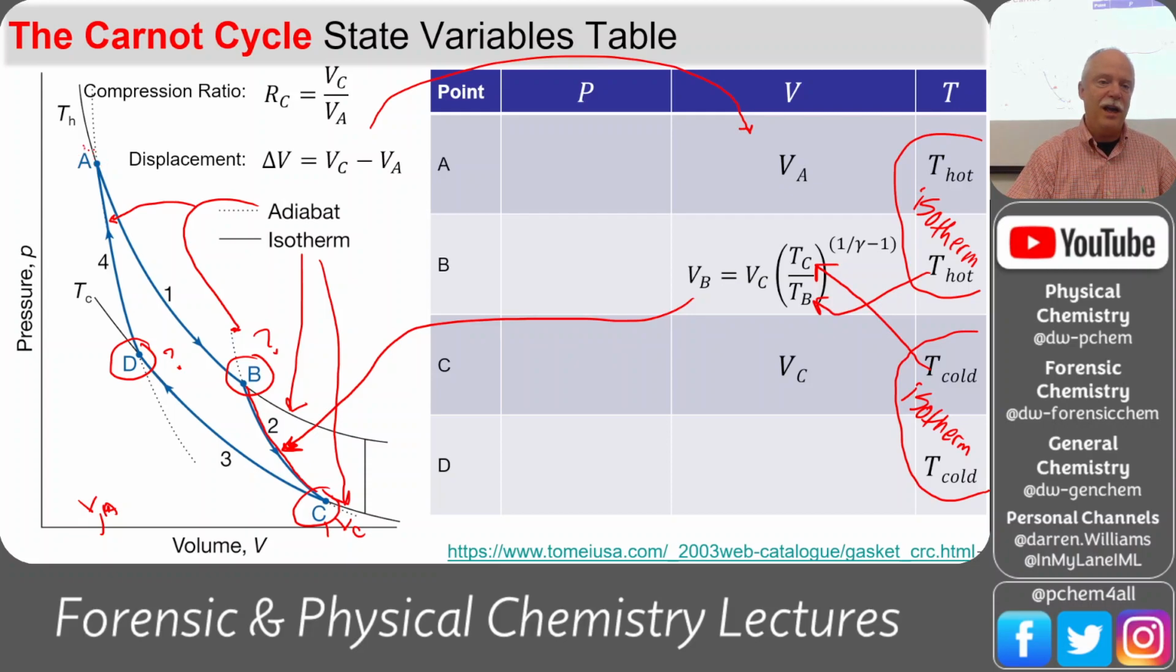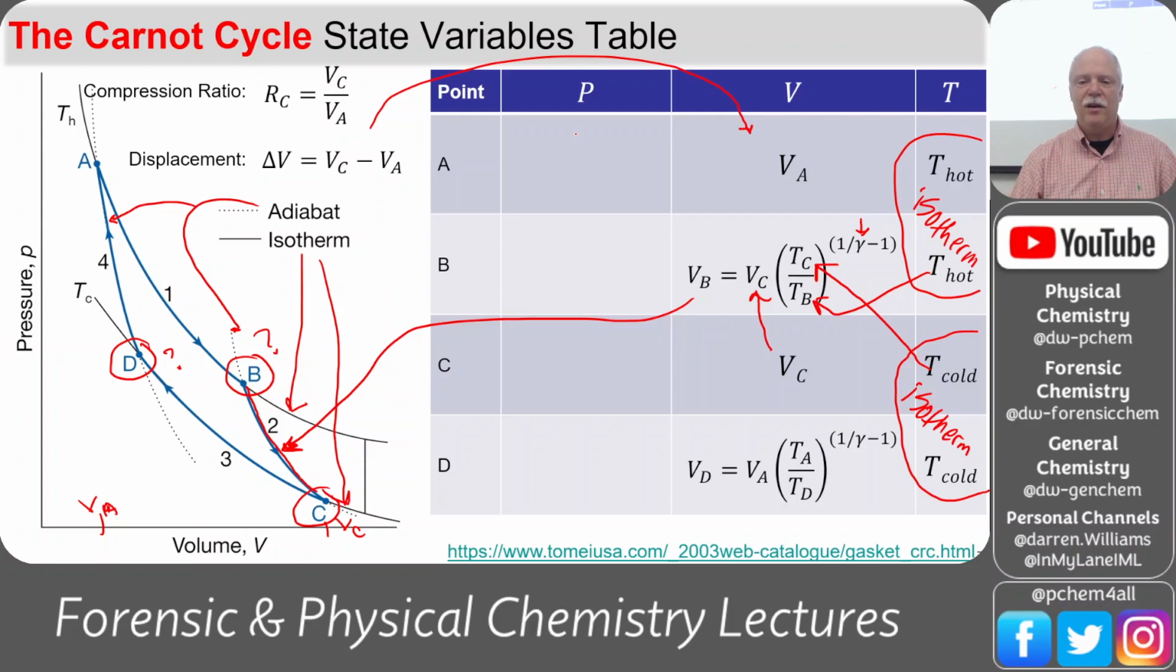VA is over here, and it's connected to VB with an isotherm. So we're not going to use VA. We're going to use VC because this is an adiabatic relationship. It describes the adiabatic connection between C and B. So we put VC right there, and then we have all of our variables. We know gamma, we know the temperature cold, we know the temperature hot, we know the volume C. And we're able to calculate VB. Once we know that, then we can calculate all of those other pressures.